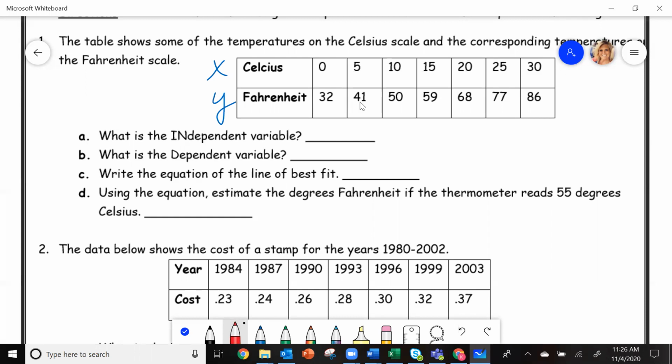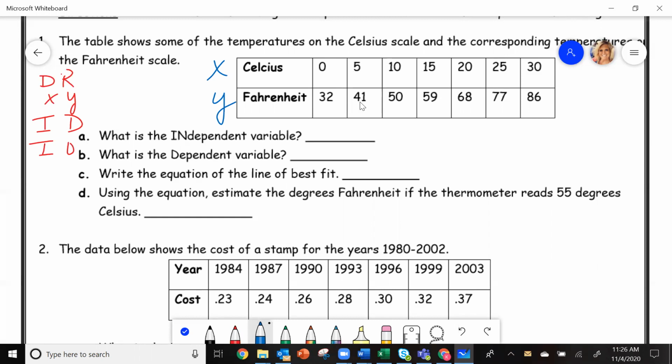A and B ask, what's the independent? What's the dependent? Let's take a minute to review. Remember the thing that I told you: Dr. XY needs an ID to get in and out of the hospital. The domain is the X and the independent. So the X is going to be the independent. The range is the Y and the dependent. So right here, when it asks what's the independent variable, we'll write Celsius. And the dependent will be Fahrenheit.